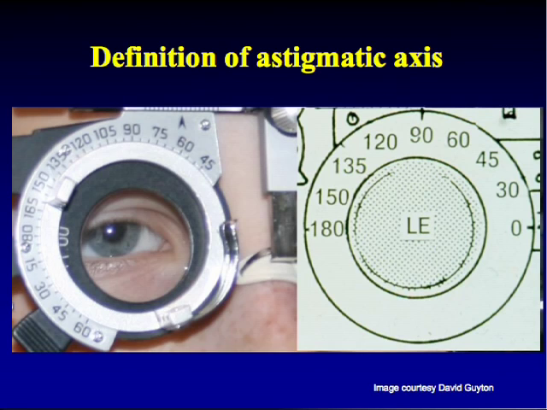Now the direction of the astigmatic axis is the same in the right and the left eye. It's not symmetric, it's identical. And every 30 degrees is another clock hour on the astigmatic lens.